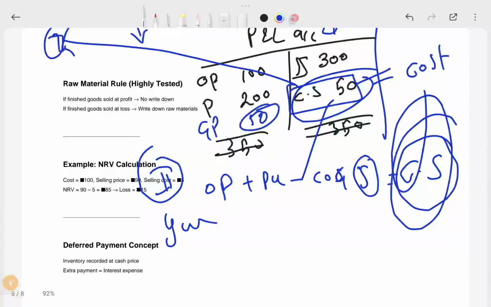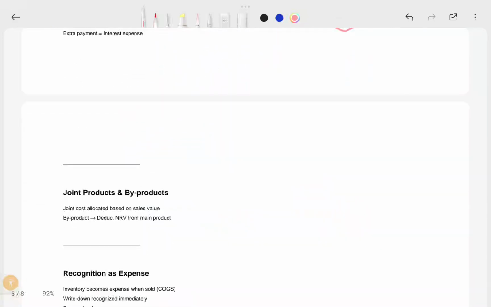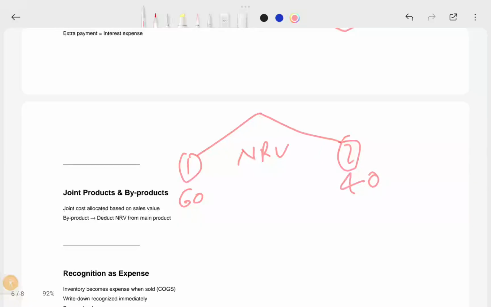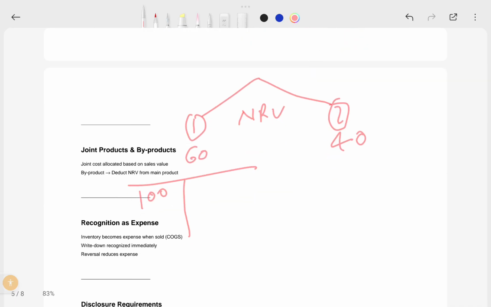Then you see the NRV now. For the 50 rupees of stock value, is the NRV 40 or 60? This is the question. Every year you check this and directly reduce here. Say suppose we see two examples with the same 50: option 1 and option 2. In option 1, the NRV is 60, and in option 2, the NRV is 40. In this situation, your P&L has purchases of 200 and sales of 300.